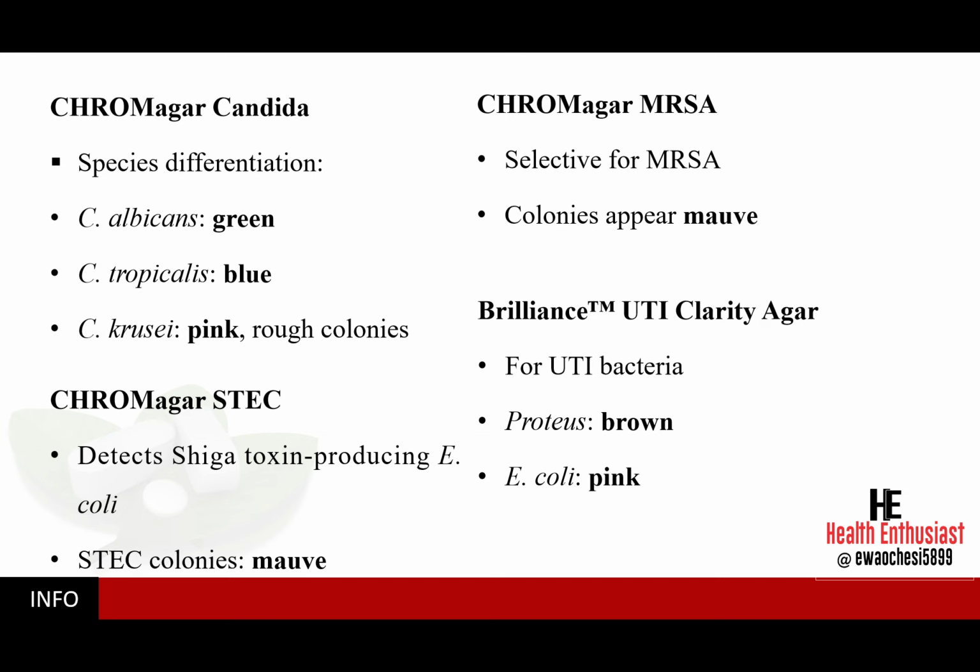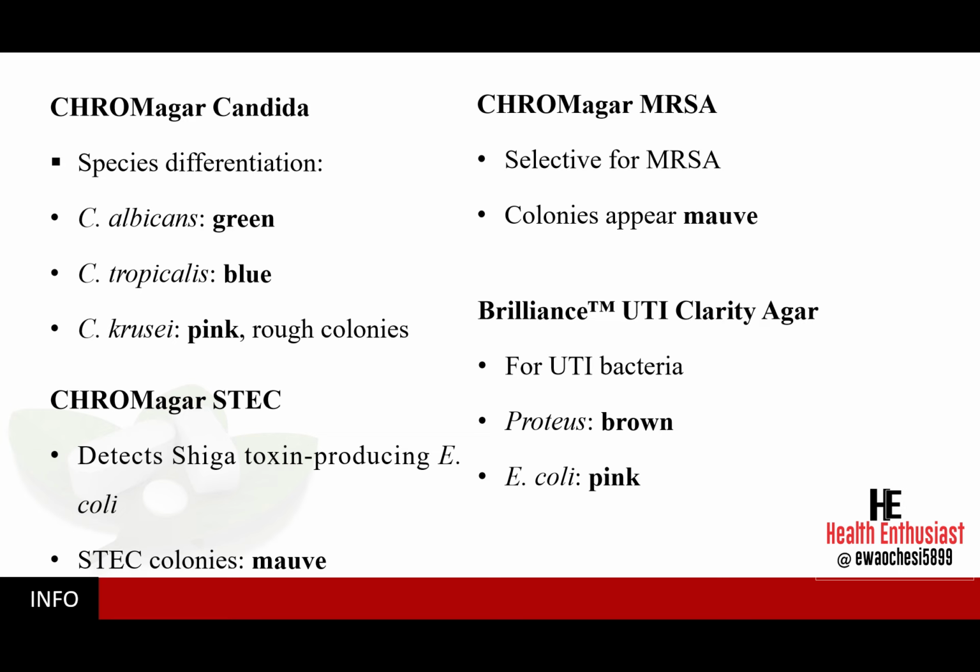Again, we have what we call CHROMagar Candida. CHROMagar Candida differentiates Candida species. For example, Candida albicans appears green, Candida tropicalis appears blue, and Candida krusei appears pink with a rough surface. Now we have CHROMagar MRSA. It is selective for methicillin-resistant Staphylococcus aureus, that is MRSA, and colonies form mauve or purple pink. We have CHROMagar STEC. CHROMagar STEC detects Shiga toxin-producing E. coli, that is STEC, and STEC strains appear mauve.